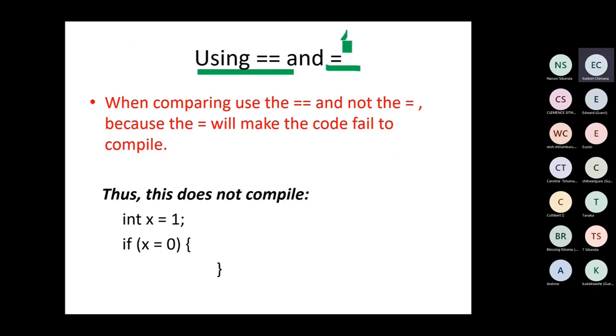This one we call an assignment operator, and this one is an equal sign. So when comparing, use the equal sign. Use this sign, and not this one, because this one, what we refer to as the equal sign in mathematics, will make the code fail to compile. It will become an error. Thus, this does not compile.